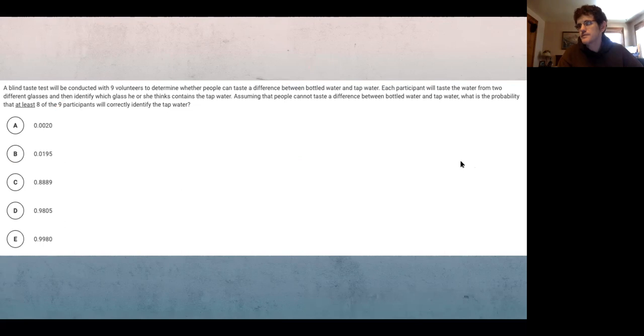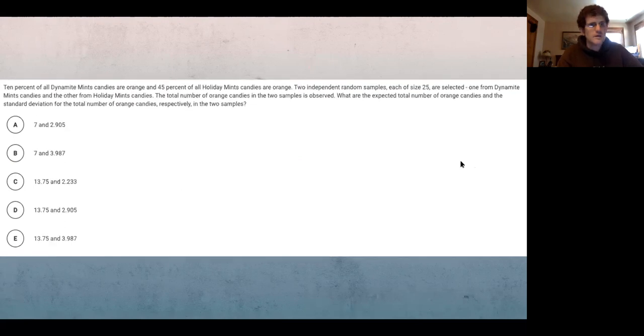Next problem. Okay, this is a fun one. Having done some other problems already, this one won't be too bad. 10% of all dynamite candies are orange, and 45% of all holiday mint candies are orange. 2 independent random samples, each of size 25, are selected, 1 from each type of candy. The total number of orange candies in the two samples is observed. What's the expected number of orange candies and the standard deviation?